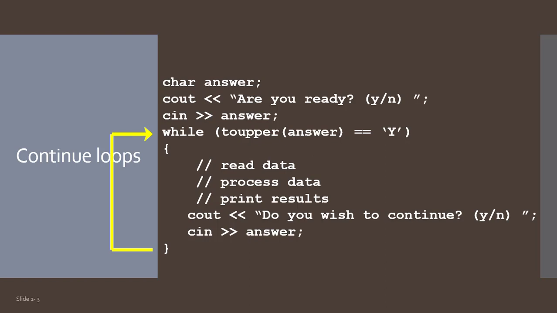So if they type N for no, that would go into answer. We would go back to the top of the loop, and we would compare that to the letter uppercase y, discover that it's not the same, therefore that condition is false, the loop is over, we no longer are allowed in, and the program skips down to the bottom of it and then continues on.